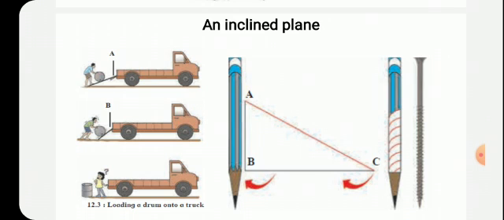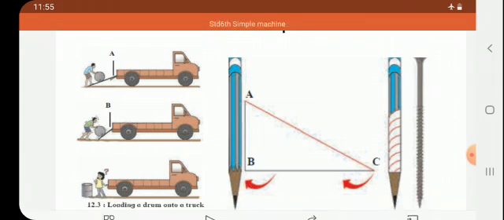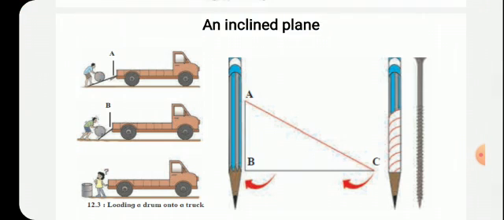First one is an inclined plane. We have 5 different types of simple machine: inclined plane, wedge, lever, wheel and the axle. Okay, pulley is also one of the simple machine. Now we will study about an inclined plane. Children, see this picture.